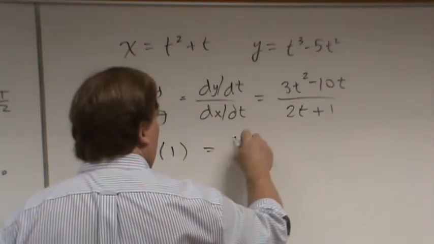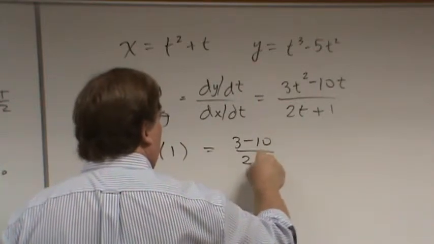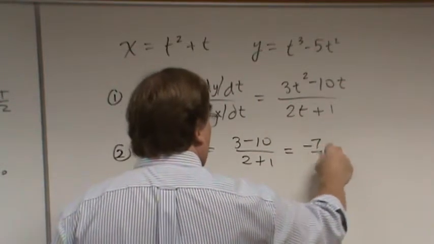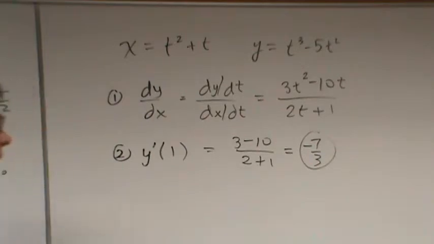So you stick in a 1, and I got 3 minus 10 over 2 plus 1. So I got negative 7 over 3, negative 7 thirds. How many people got that as the slope? Okay, that's all there is to getting the slope of the tangent. Now, that's not the same as dy/dt or dx/dt. They have meaning in and of themselves.